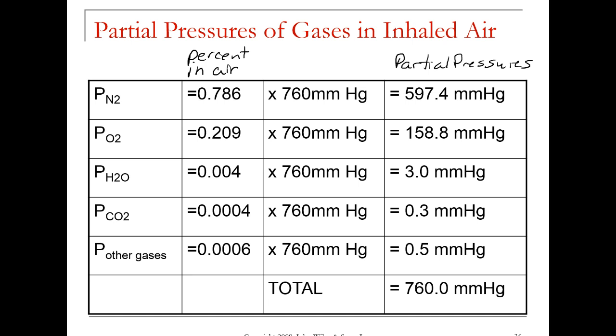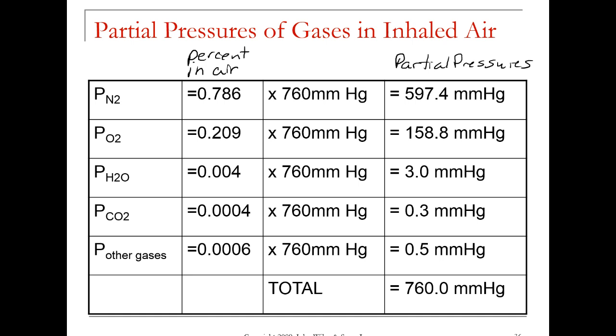Then we have the partial pressure for carbon dioxide. And carbon dioxide is found in very low amounts in fresh air. It would be 0.04% or 0.0004 times 760 millimeters of mercury is equal to 0.3 millimeters of mercury.